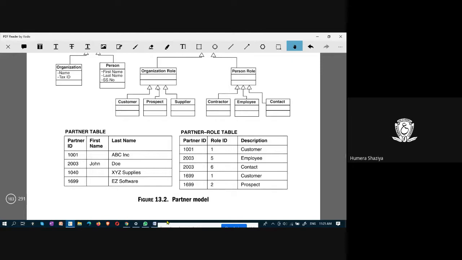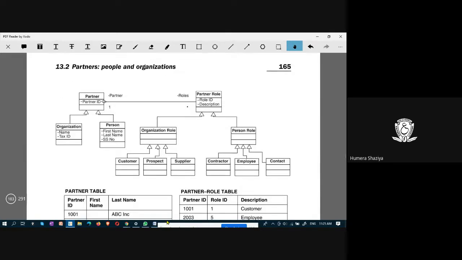That is having a role ID of 2, and partner has got 2 further connections: organization and person. Organization name and tax ID, person first name, last name, and SS number, that is social security number.